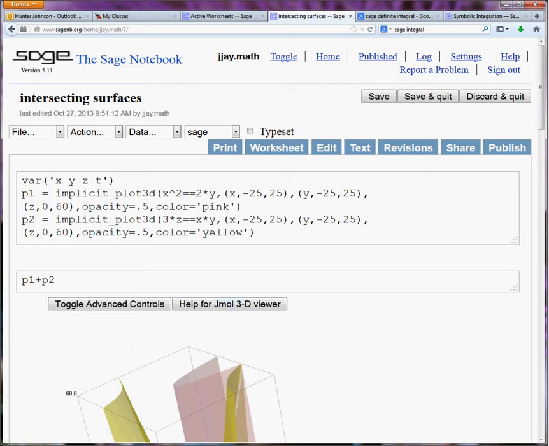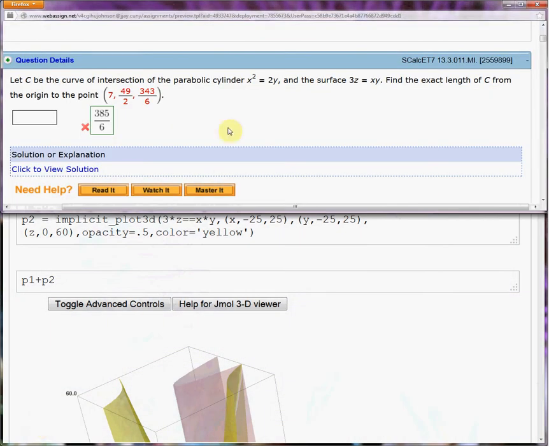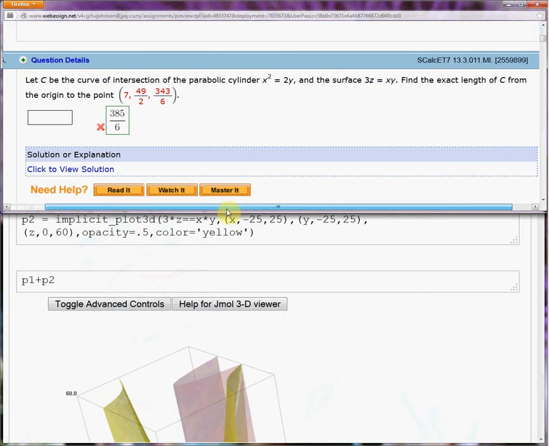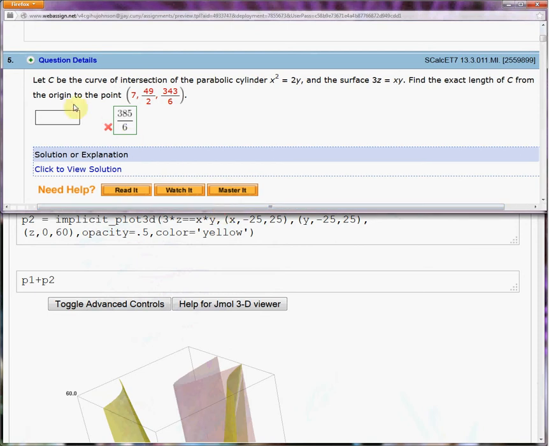This video is about the length of the intersection of two surfaces. So here's the question from WebAssign. It says, let C be the curve of intersection of the parabolic cylinder x squared equals 2y and the surface 3z equals x times y. Find the exact length of C from the origin to the point given. And here you can see the answer is supposed to be 385/6.